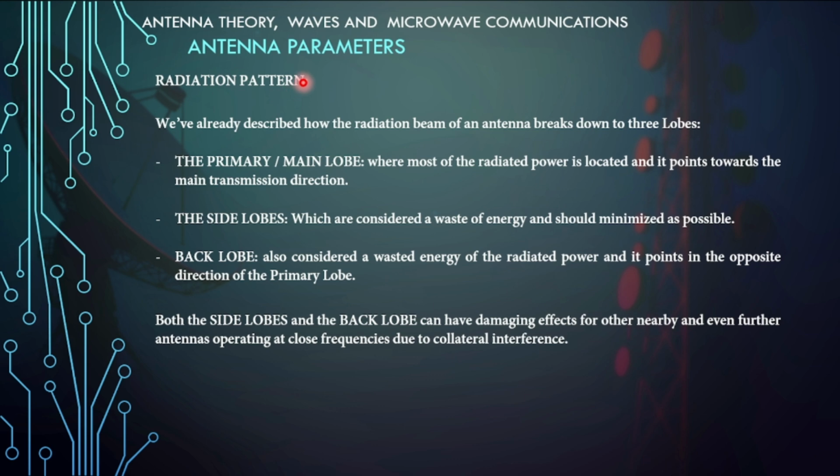Going back to explaining and breaking down the definition of the radiation pattern. We've already seen and described how the radiation beam of an antenna breaks down to three lobes: the primary, main lobe, where most of the radiated power is located, and it points toward the main transmission direction. The side lobes, which are considered a waste of energy, should be as minimum as possible, and the back lobe, also another form of wasted energy, except that it points in the opposite direction. Both the side and the back lobes are actually a type of waste, but also can have damaging effects, interfering with other stations as well. They are not part of the main direction of transmission.